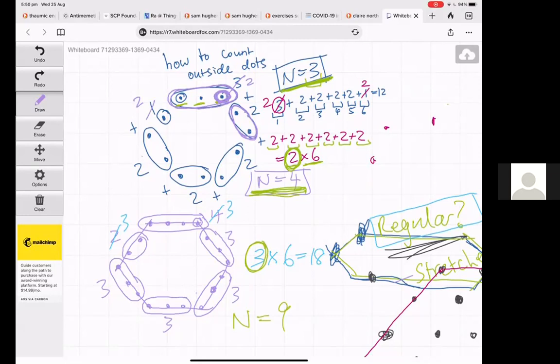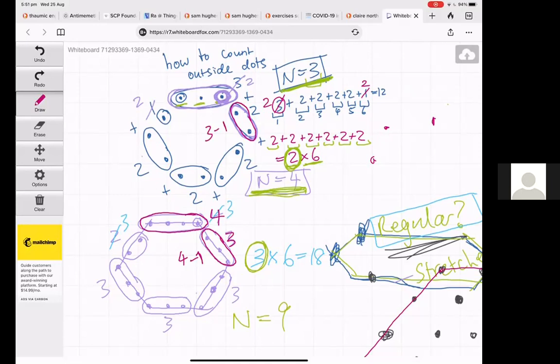1, 2, 1, 2. So when we did the 4 case, we started with 4 dots at the top, and then we had to take 1 away from 4 to get 3. 1, 2, and then 1 here. So 2 here, 1 here, 1 here, 1 here, 1 here. So 2 is equal to 3 minus 1. Do you agree?